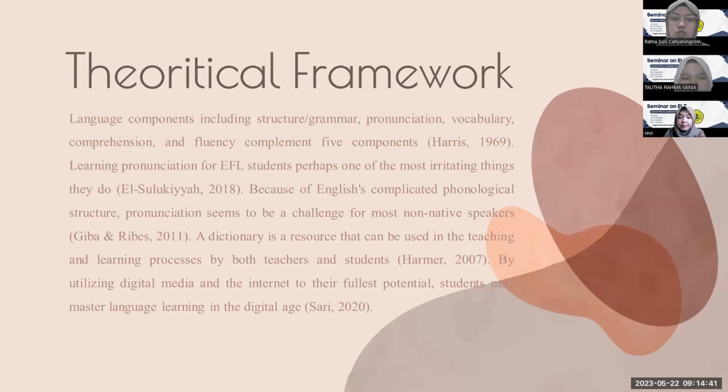Language components include structure or grammar, pronunciation, vocabulary, comprehension, and fluency, which complement each other as five components. Learning pronunciation is perhaps one of the most irritating things for EFL students. Because of English's complicated phonological structure, pronunciation seems to be a challenge for most non-native speakers.